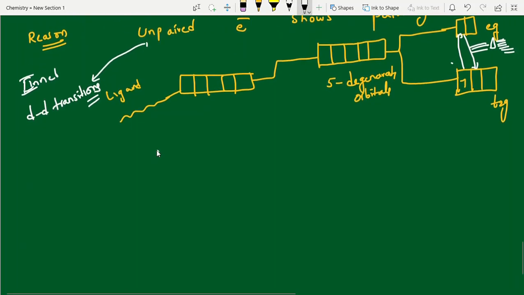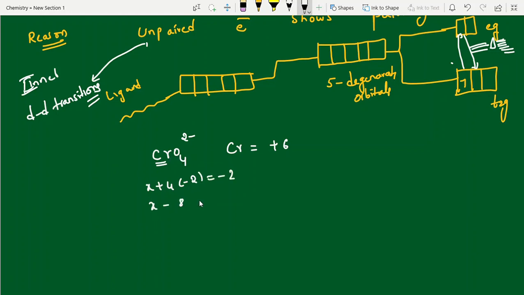See, CrO4 2 minus. In CrO4 2 minus, the chromium oxidation state is plus 6. Right? So this is x plus 4 times minus 2 equal to the charge. Each oxygen is minus 2. x minus 8 equal to minus 2, x equal to plus 6.